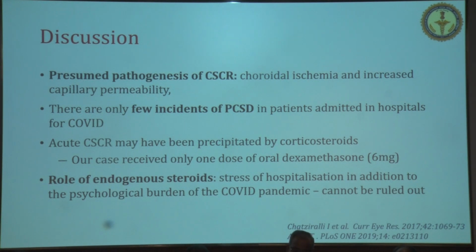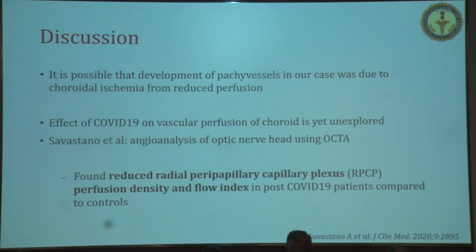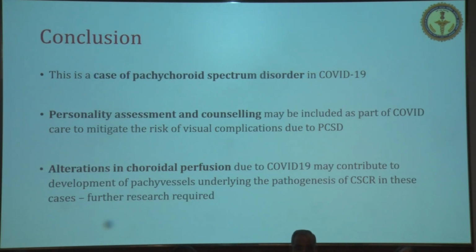The presumed pathogenesis of CSCR is choroidal ischemia and increased capillary permeability. There are only a few incidents of PCSD in patients admitted in hospitals for COVID reported in literature. Acute CSCR may have been precipitated by corticosteroids, but only 1 dose of dexamethasone was given. So the role of endogenous steroids, the stress of hospitalization, in addition to the psychological burden, cannot be ruled out. It is possible that the development of pachyvessels was due to choroidal ischemia, which is similar to the study of Savastano et al. in the peripapillary capillary plexus. Hence, this is a case of pachychoroid spectrum disorder.